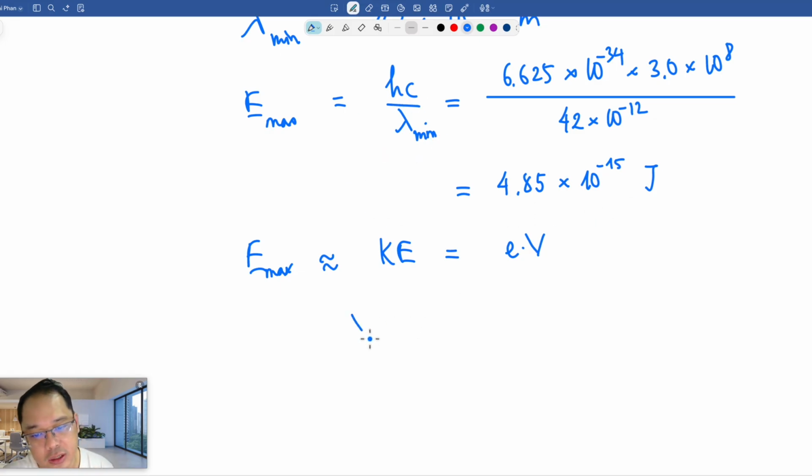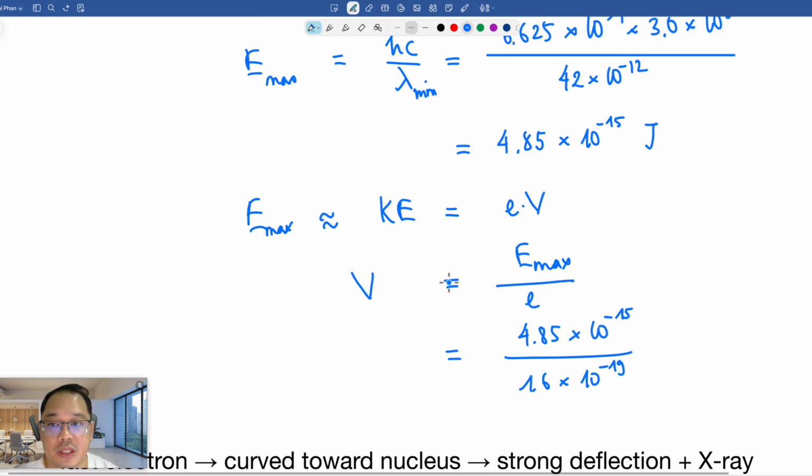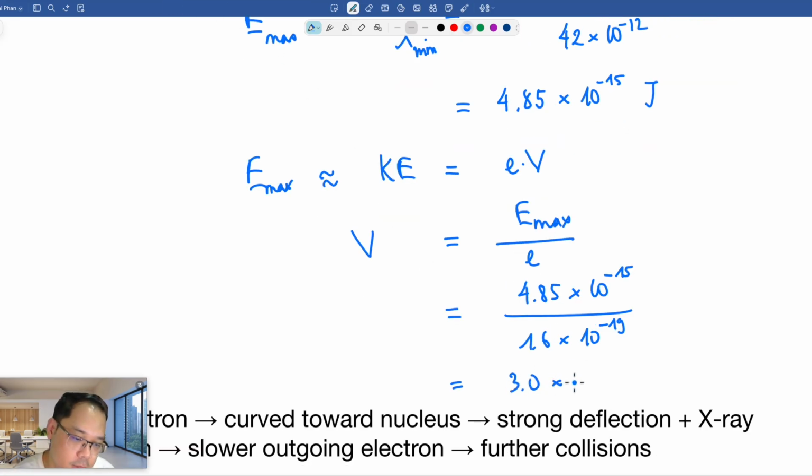So the potential difference V is the maximum energy E max divided by the charge of the electron e. Substitute the values in: 4.85 times 10 to the power negative 15 joule divided by the electron charge, which is 1.6 times 10 to the power negative 19. We get the potential difference, 3 times 10 to the power 4 volt.